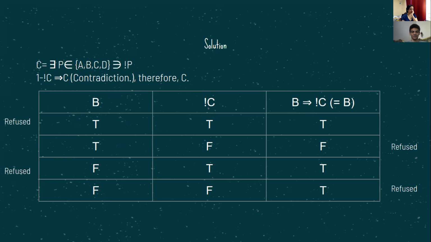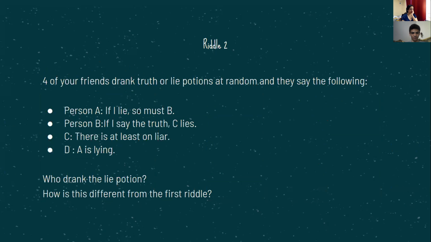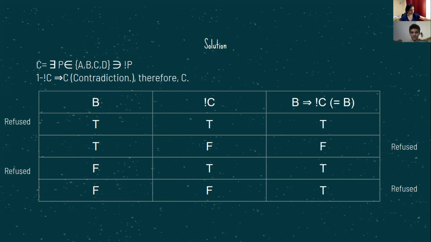Here things are a little different from the first riddle. So first, going back, the statement of B is that if I say the truth, then C is lying. So what it's saying is that B implies not C. And so here it's also like the previous time. This is equivalent to the statement of B. So B implies not C is actually equivalent to B. So first, we know that not C cannot be true, so we can again exclude the first and the third rows. And then we are left with the second and the fourth.